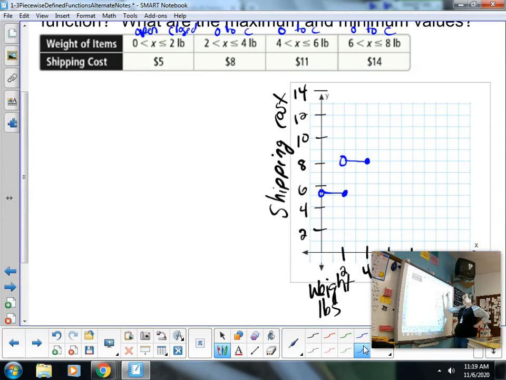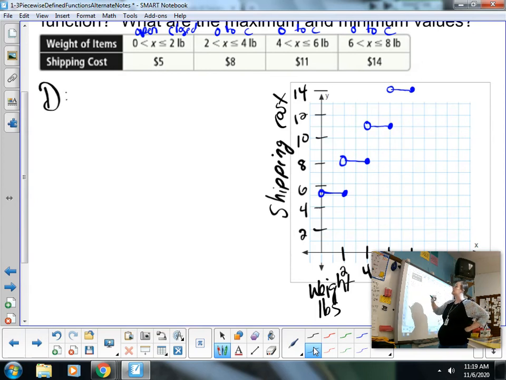The next one, 4 to 6 pounds, we are going to be at a height of 11. So open circle to closed dot. And then the last entry in the table, 6 to 8 pounds, $14. That will be my last one. So this is a step function. It's a step function because we have these floating stair steps. You're jumping from one horizontal line to the next whenever you move up in your shipping.